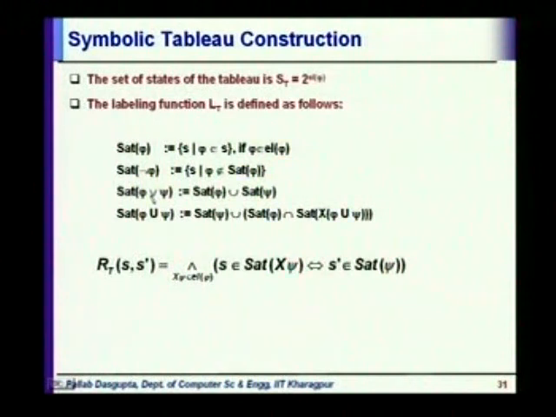Sat of var phi or psi is sat var phi union sat of psi, and sat of var phi until psi is sat of psi union sat of var phi intersect sat of X var phi until psi. This is obviously the case, because the states which satisfy this are the states which satisfy psi, and those states which satisfy var phi and satisfy var phi until psi in the future, in the next state.